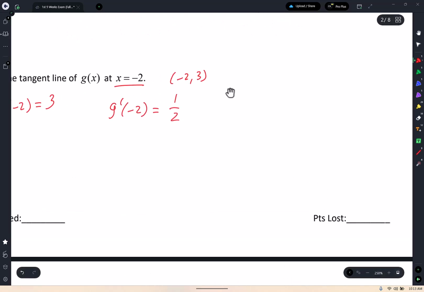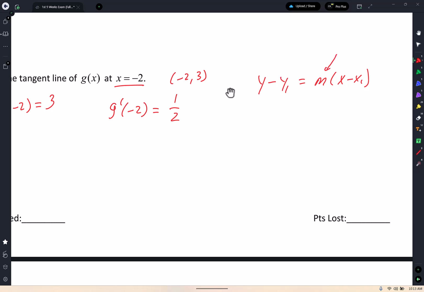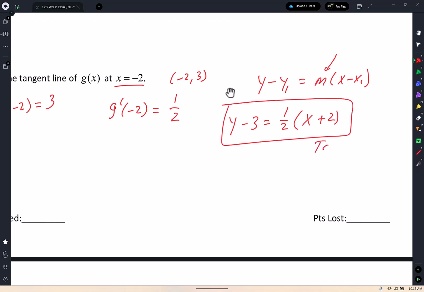This is called your point slope formula. Y minus y1 equals slope, parenthesis x minus x1. John, why is it called point slope? Because m is slope and x1, y1 is point. So I'm going to write y minus 3 equals 1/2, parenthesis x minus a negative 2, so x plus 2. And there it is. This is your tangent. You can leave it alone if no multiple choice, and we're good.